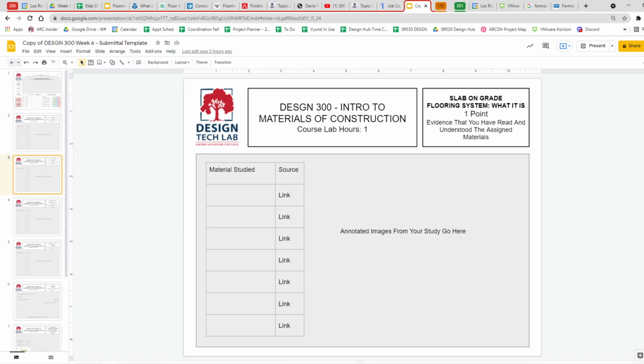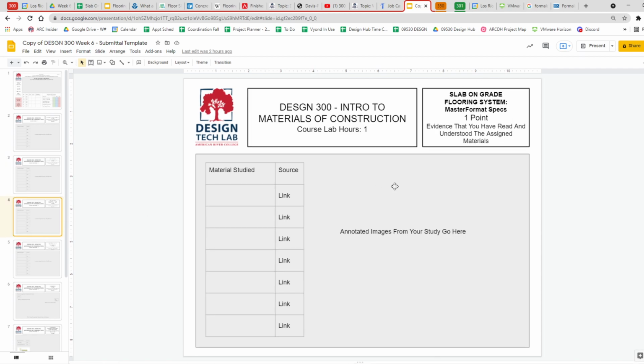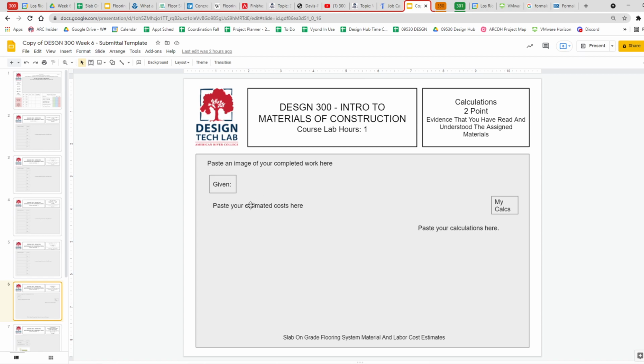Same for floor system and MasterFormat specs. This will be specific on MasterFormat specs. And this one is about material safety data sheets. So you can do those. Here, what you were given. So you're given a bunch of stuff, and then you can paste your calculations here. Many of you did just a beautiful job on this last week, and I'm hoping to see that continued this week.